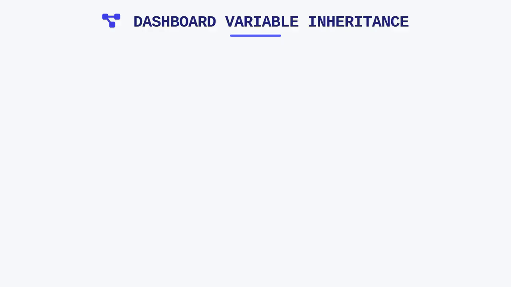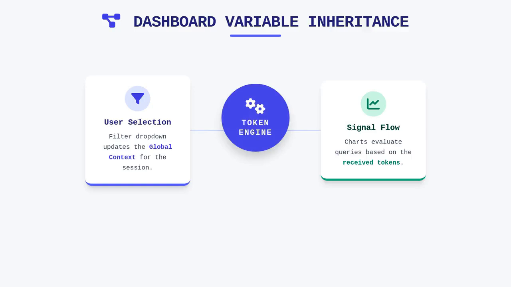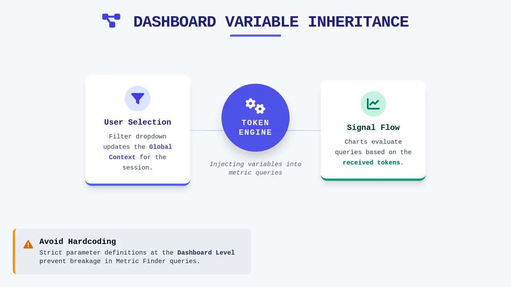The architecture of a well-designed dashboard relies heavily on how we manage variable inheritance. When a user selects a value from a filter dropdown, the Splunk Observability Cloud engine updates the global context for the dashboard session. Every chart utilizing that specific token evaluates its signal flow by injecting the selected variable into its metric query. To ensure this happens cleanly, you must enforce strict parameter definitions at the dashboard level rather than hard-coding values within individual metric finder queries.